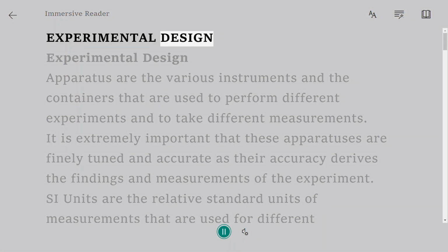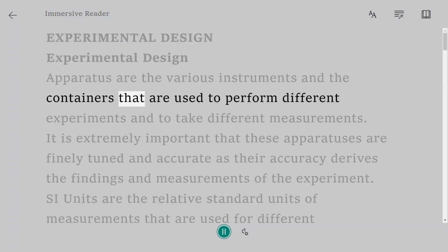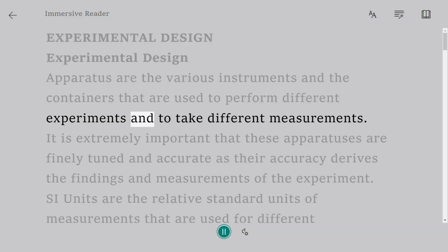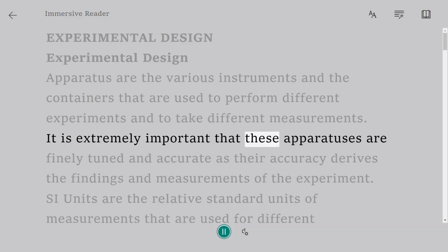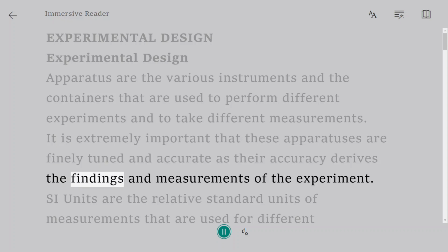Experimental design. Apparatus are the various instruments and the containers that are used to perform different experiments and to take different measurements. It is extremely important that these apparatuses are finely tuned and accurate, as their accuracy drives the findings and measurements of the experiment.